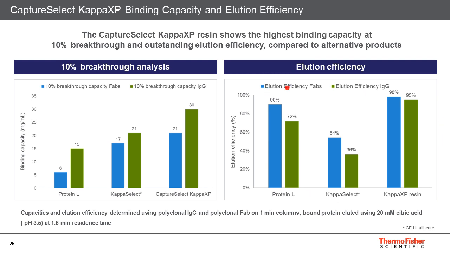If you look then on the right hand side to the elution efficiency, you can also see that if you compare protein L to CaptureSelect to Kappa XP, you've got the highest elution efficiency at pH 3.5, right? Going from, let's say, 70% for IgGs with protein L and 36% for CaptureSelect, Kappa XP will give you almost full elution, which shows that Kappa XP is, whether you look at dynamic binding capacity or elution efficiency, compared to protein L and CaptureSelect, the superior product.